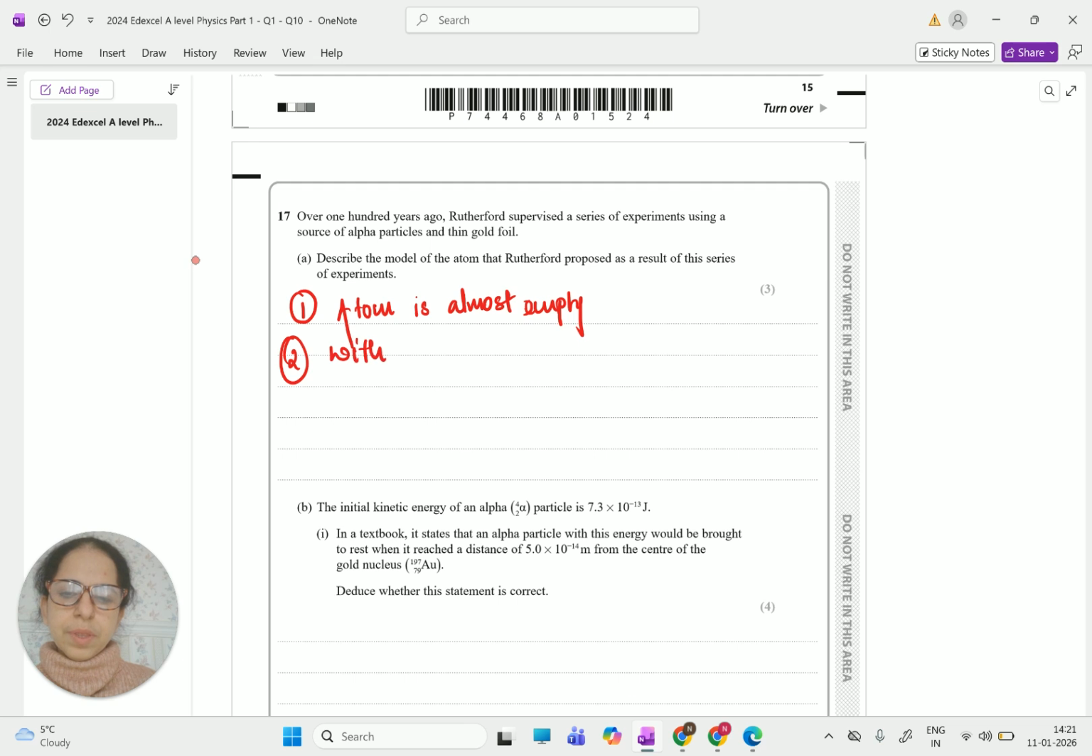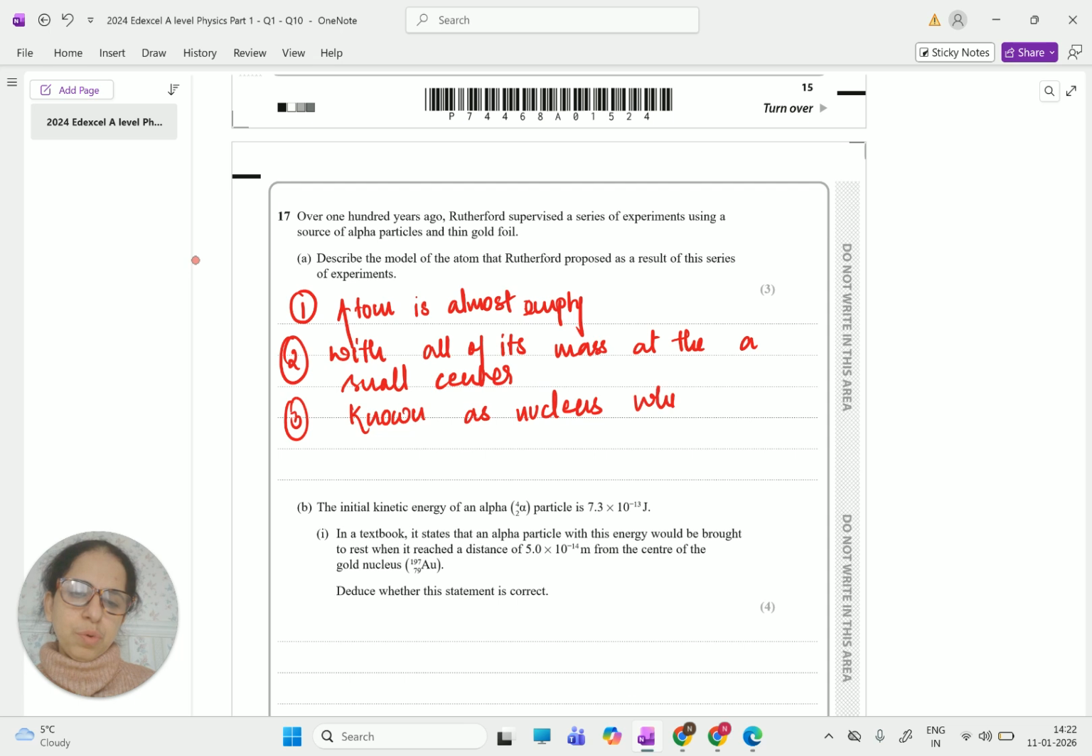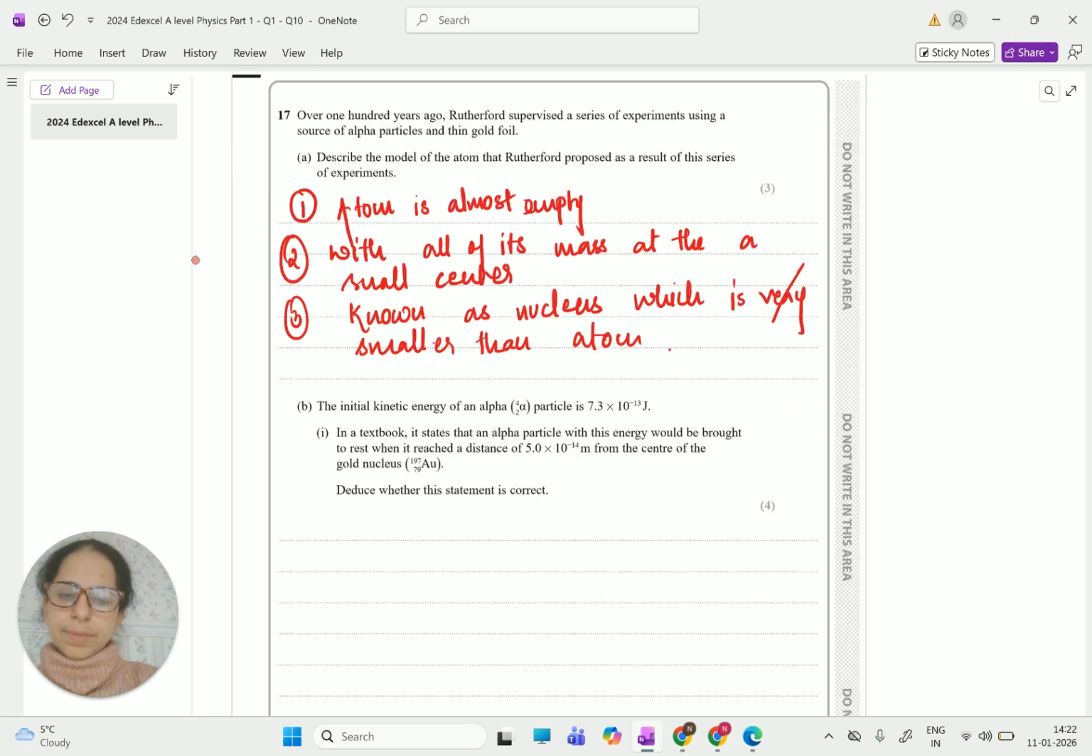With all of its mass at a small center. And what is that small center known as? You're right. Known as the nucleus, which is very, very small. Oh, you've already written that. I'm just writing it to make my examiner happy. Which is very small. Which is smaller than the entire atom. That's it. Done. Okay. Let's do the next one.